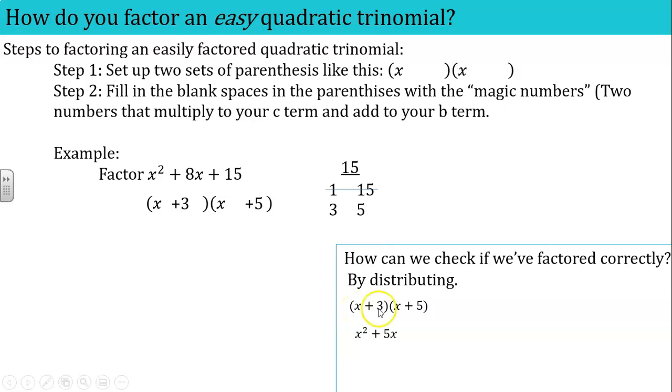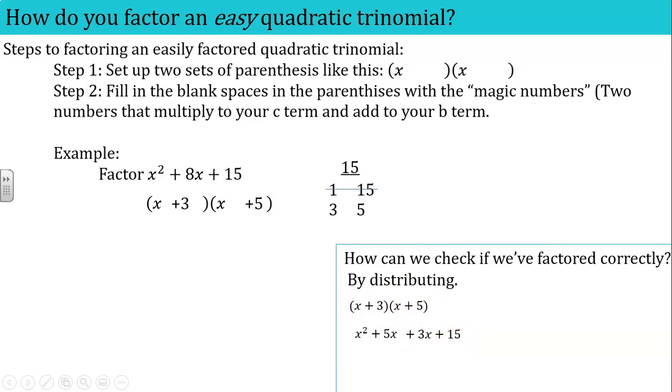At first I multiply the first term, so x times x gives me x squared. And then if I distribute this x to that 5, I get plus 5x. So far I've distributed this x to both of the terms in the second set of parentheses. And now I'm going to do the same thing with the 3. So if I distribute the 3 to the x, I get 3x. And if I distribute the 3 to the 5, I get 15.